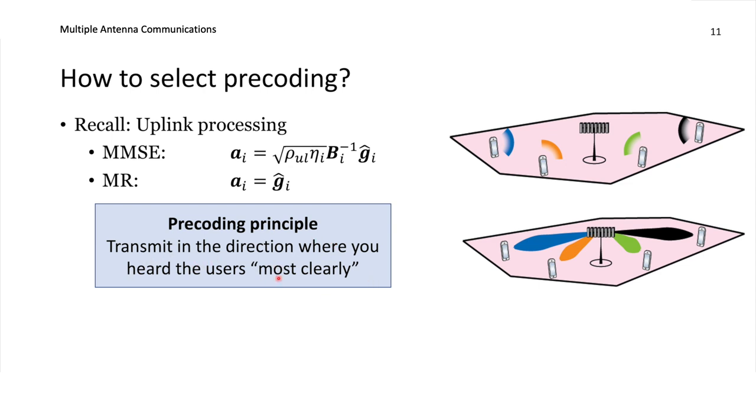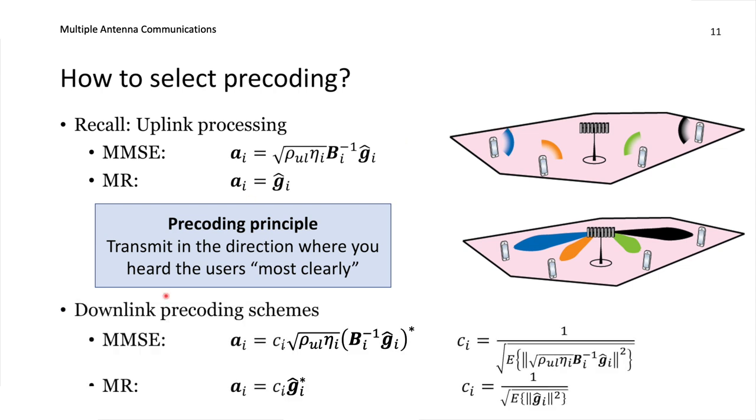Well, we are considering what was a good uplink processing. In which direction should we point our vectors to get a good trade-off between having a strong signal and little interference? So when we are transmitting back to the users, we should consider how we were processing the uplink signal from the corresponding user and use that as a guideline. That means that the downlink precoding should be selected to be equal to the corresponding uplink processing.